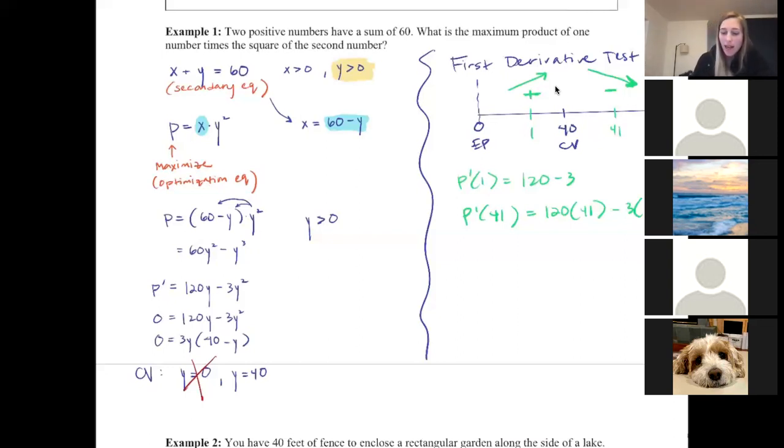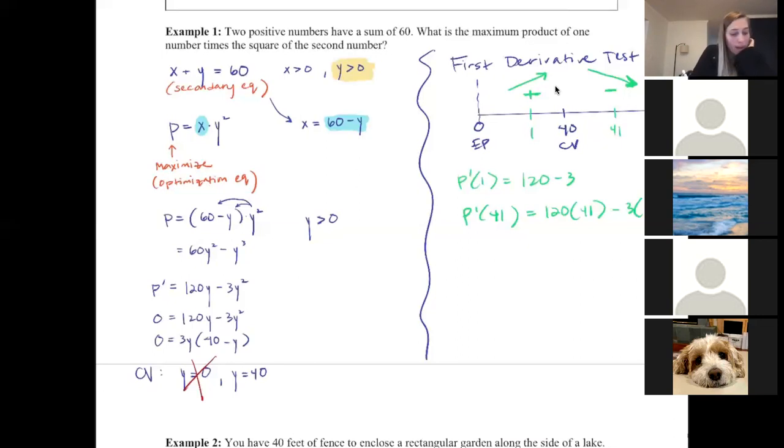So it's not asking us to find the two positive numbers, although we could, right? We could plug 40 into our equation where x is solved for, and we'd know what the two numbers are that would maximize that product. But we're being asked for just the maximum product.